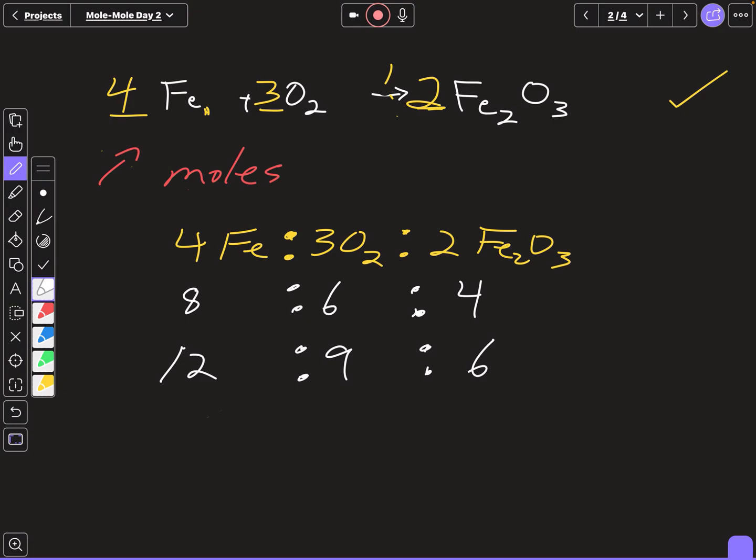How about if I have 0.25 moles of Fe? How would these numbers right here be? When I get into cases like this, though, I can't really do it in my head. I would have to do some math, which is what we talked about yesterday. And that's what we're going to be talking about today.